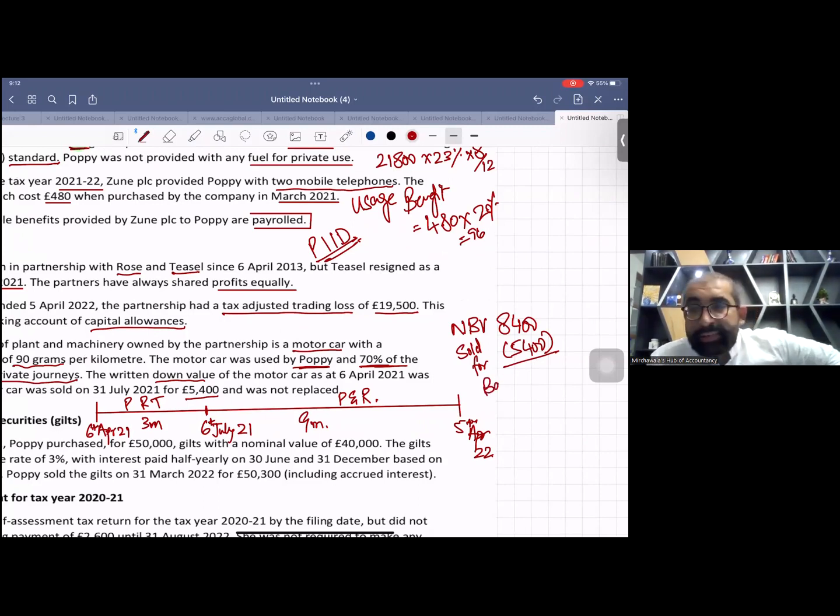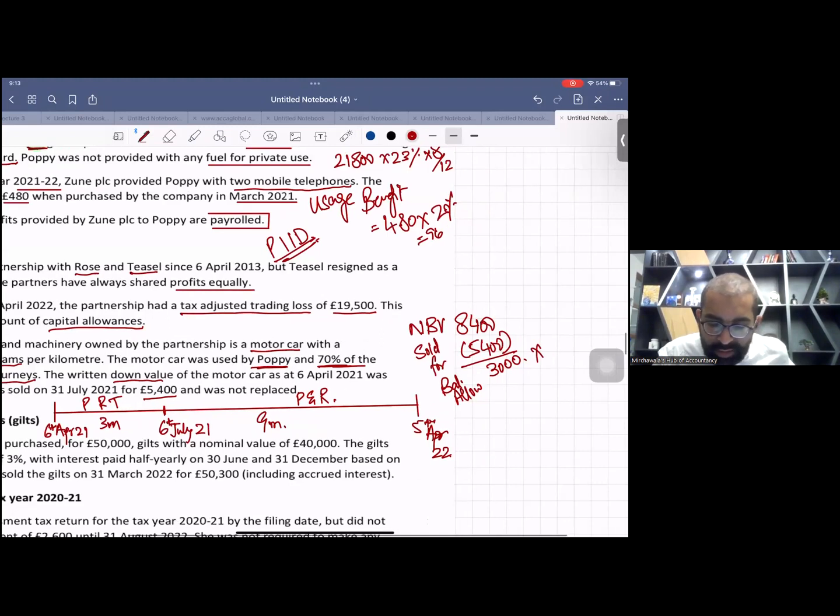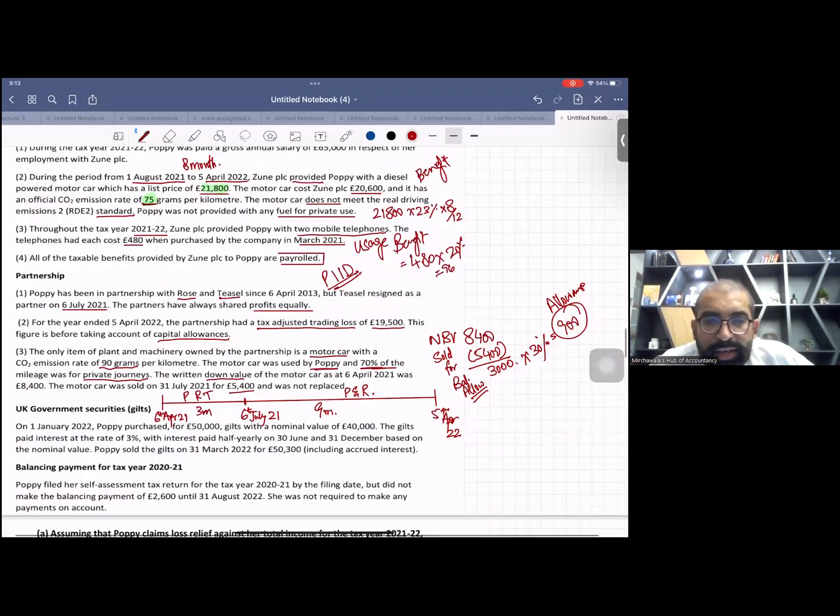But now look at the discipline of the tax department. The tax department says, we were really ready to give you this allowance, but you did one bad thing. You did private use. So only the business percentage is allowed. Only this 900 is allowed. This is a balancing allowance. So 900 is the allowed expense in this case.